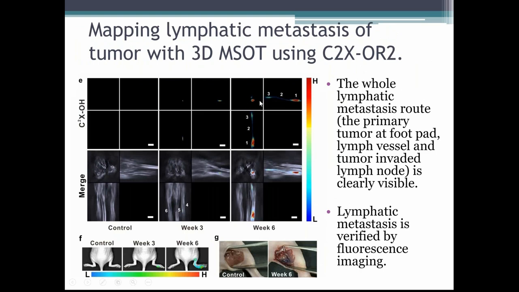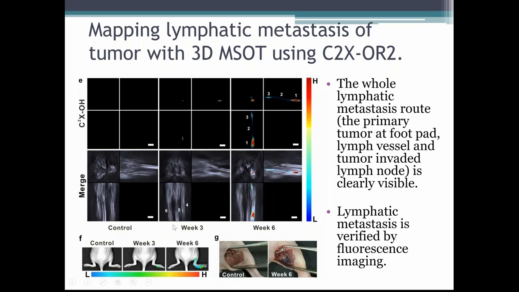Later we used probe 2 to detect lymphatic metastasis in mouse models. To establish lymphatic metastasis models in mouse, we first injected cancer cells into the footpad of the mouse, as can be seen from these MIP images. By employing the 3D MSOT images together with the activatable probe tool, we can map the whole metastatic route from the primary tumor to the sentinel lymph node. Number 1 here represents the footpad, number 3 represents the lymph node at the popliteal position, and number 2 represents the lymphatic vessel.